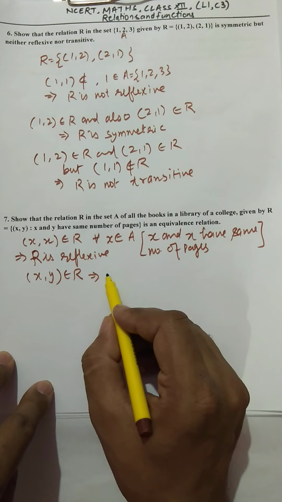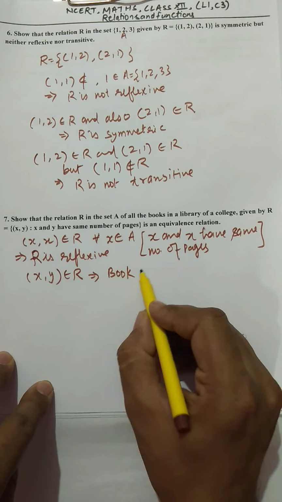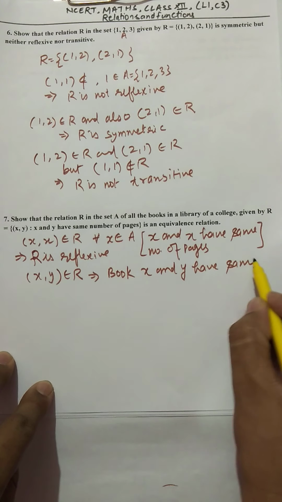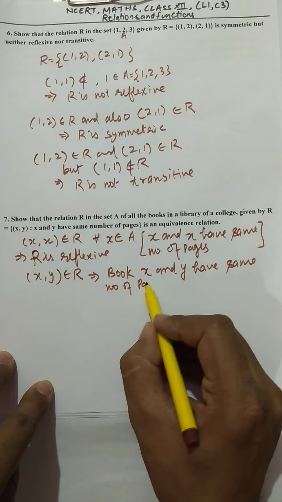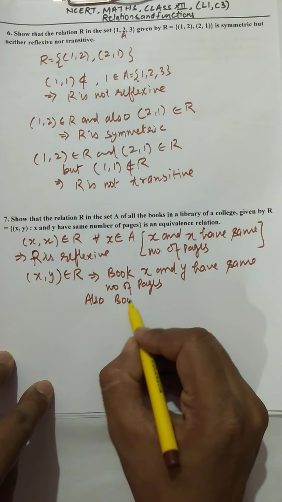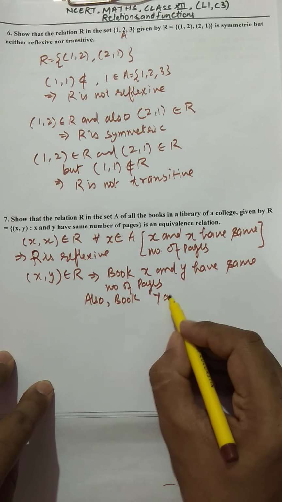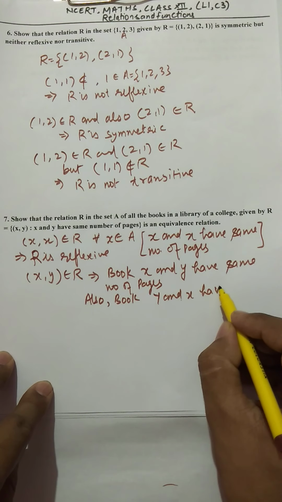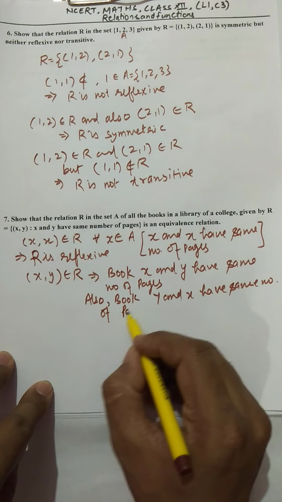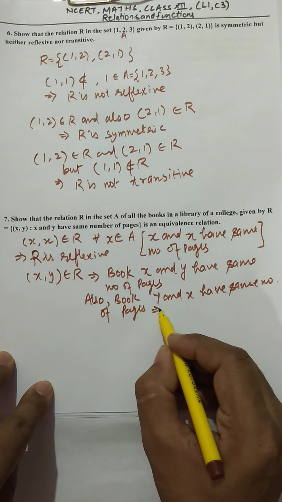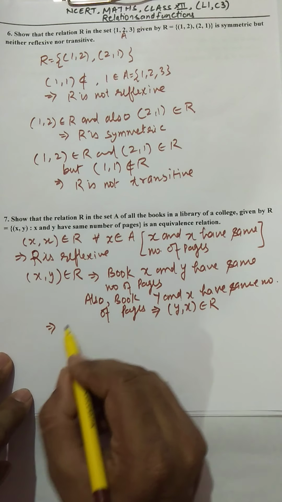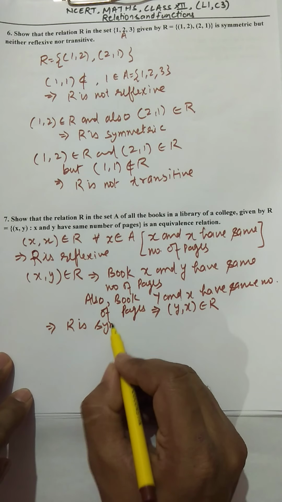Next, take the example (x, y) belongs to R. It means that books x and y have the same number of pages, or also you can say that books y and x have the same number of pages. So it implies that (y, x) belongs to R, so we can say that R is symmetric.